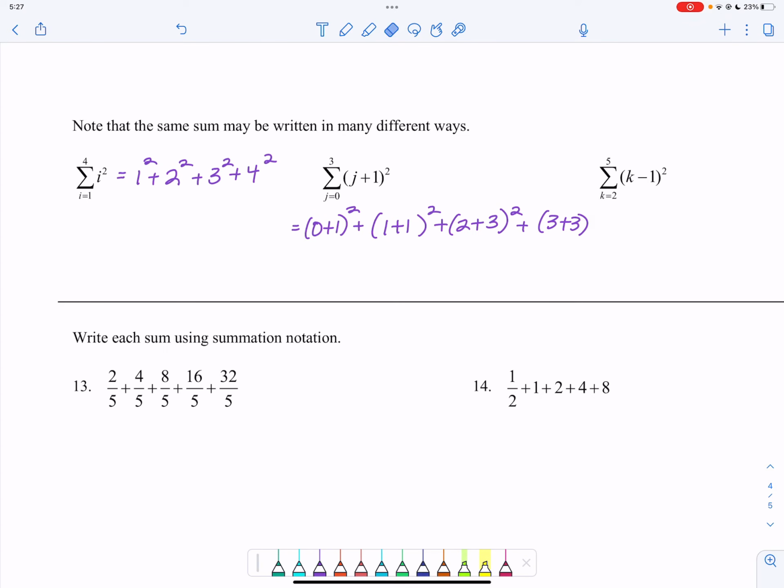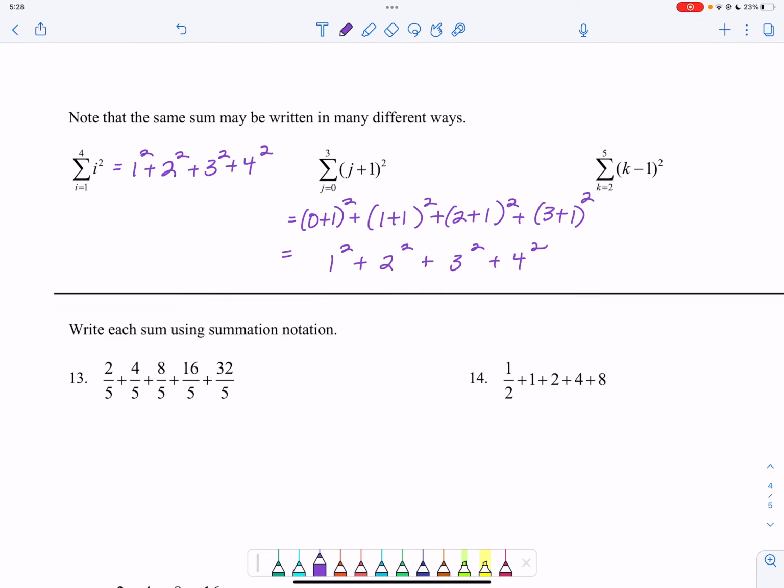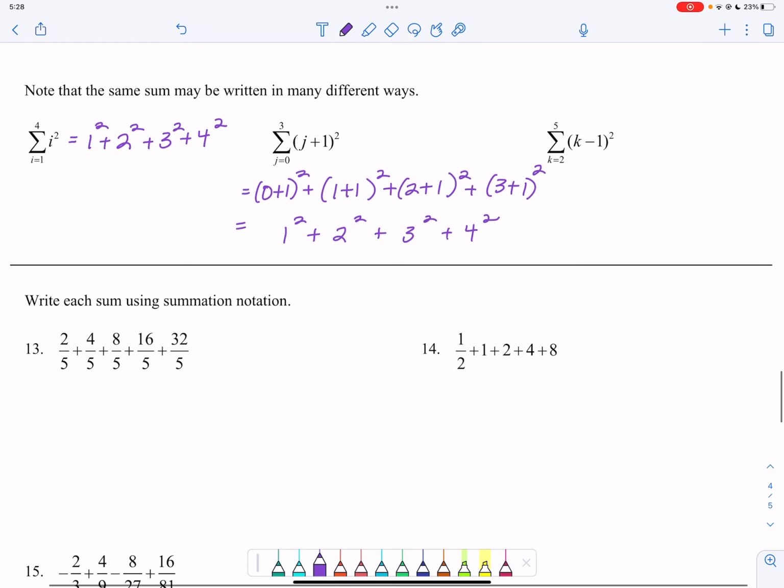Whoops, goodness gracious. There we go. So j started at 0 and went all the way to 3. And so we have 1 squared plus 2 squared plus 3 squared plus 4 squared. So you can see that's the same. And let's take a look at this last one.